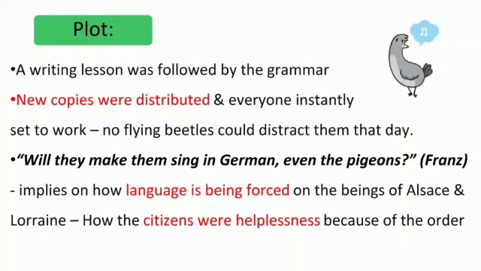Now Franz was absolutely distracted and there was a pigeon cooing out of the window panel, and Franz instantly thought, will they make them sing in German, even the pigeons? You might think that this is such a baseless comment and how can someone make the pigeons coo in German, but this comes back again to the idea of how language was forcefully enforced upon the people of Lorraine and Alsace, how language was imposed on them externally. They were not at all willingly accepting German as the first language, but it was enforced.